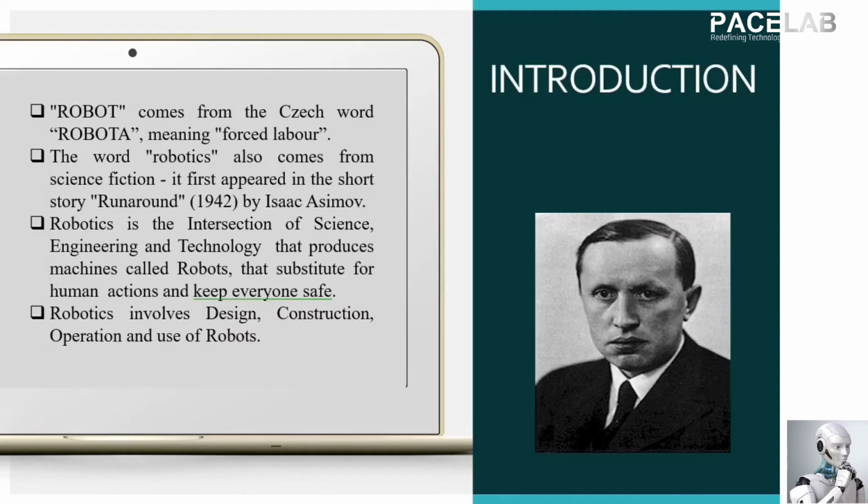Coming to the introduction, what is a robot and from where did the word robot come? Robot comes from the word robota, which means forced labor. And robotics also comes from science fiction, in a short story, Runaround, by Isaac Asimov. And what is robotics? Robotics is the intersection of science, engineering, and technology that produces machines called robots that substitute for human actions and keep everyone safe. Also, robotics involves the design, construction, operation, and use of robots.